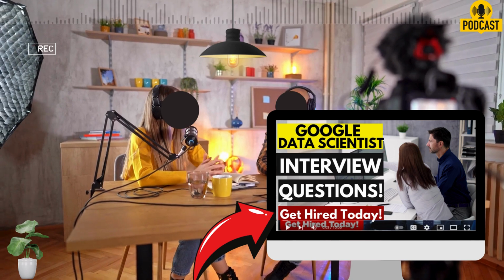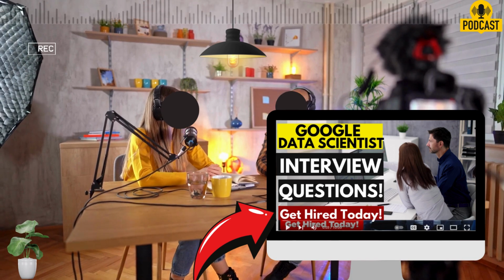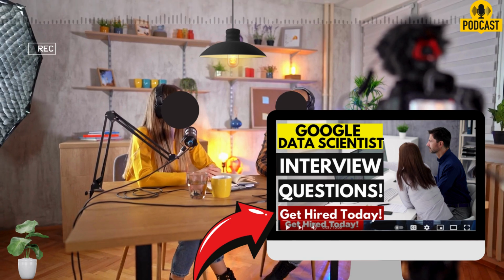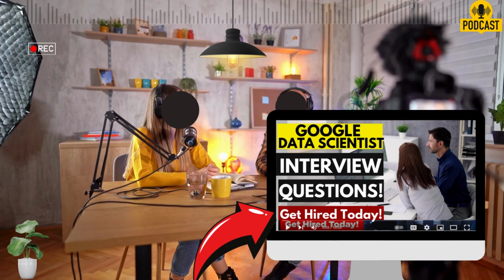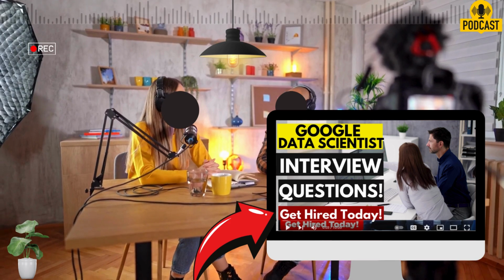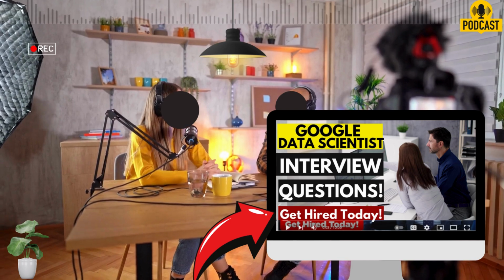Exactly. Now think about Google Photos. It can group your pictures based on faces even if you haven't labeled them. That's unsupervised learning. The model finds patterns and structures in data without explicit labels. So in a phone screen, they might ask how these concepts apply to specific Google products. Absolutely. They want to see that you can connect the dots between theoretical concepts and real-world applications.